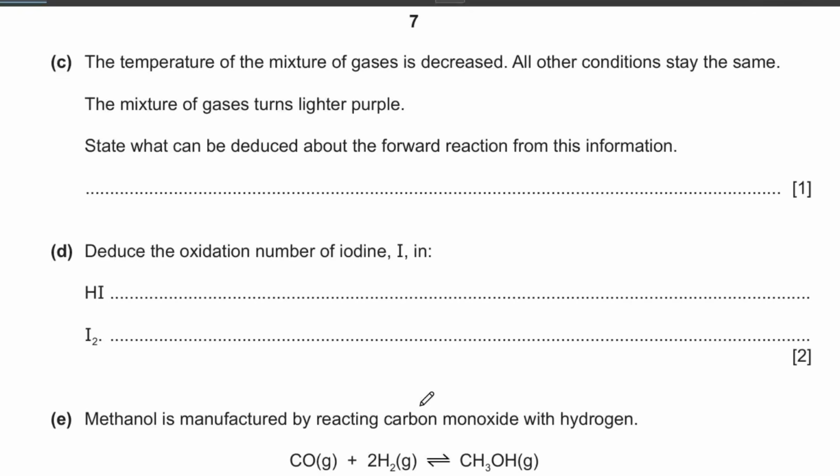Next question. The temperature of the mixture of gases is decreased. All other conditions stay the same. The mixture of the gases turns lighter purple. What can be deduced about the forward reaction from this information? What we are told is that the temperature of the gas is decreased. And if the temperature is decreased, the equilibrium will move to the exothermic side. And then we are told that the mixture of the gas turns lighter purple.